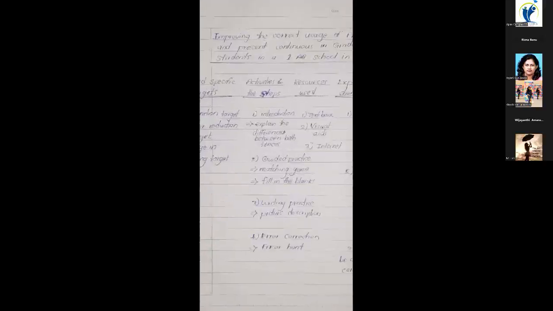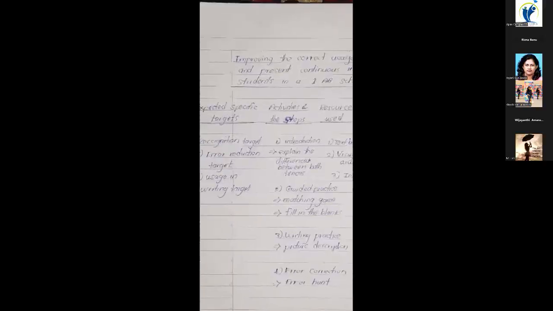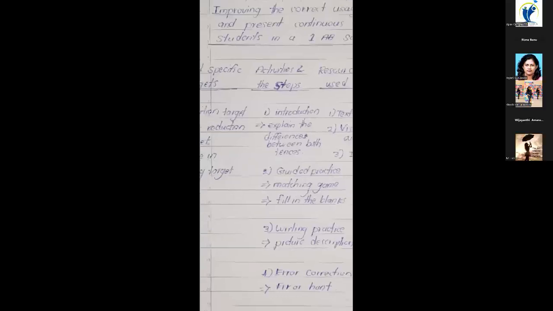Hello, Miss. Okay. It's difficult to see. Can't you enlarge it? All right. Can you read now? Expected specific target.